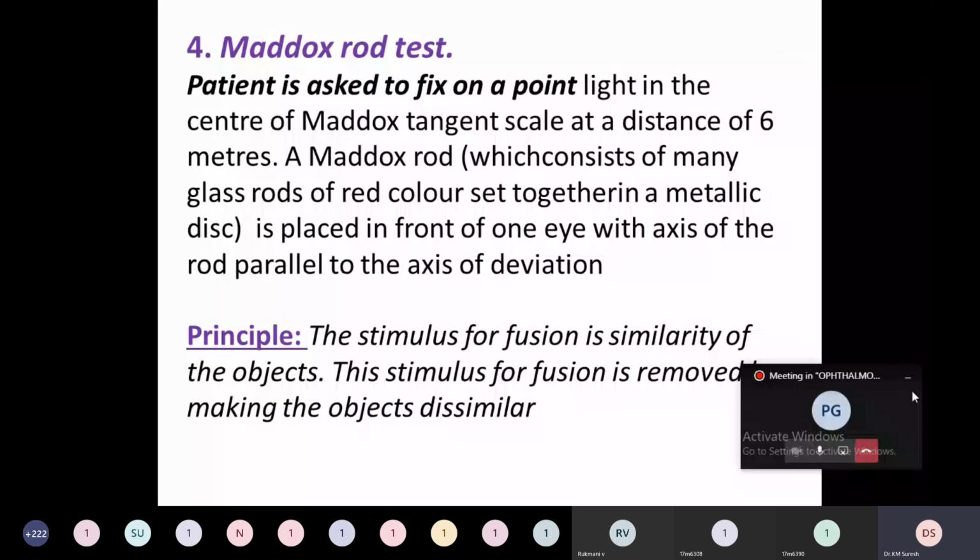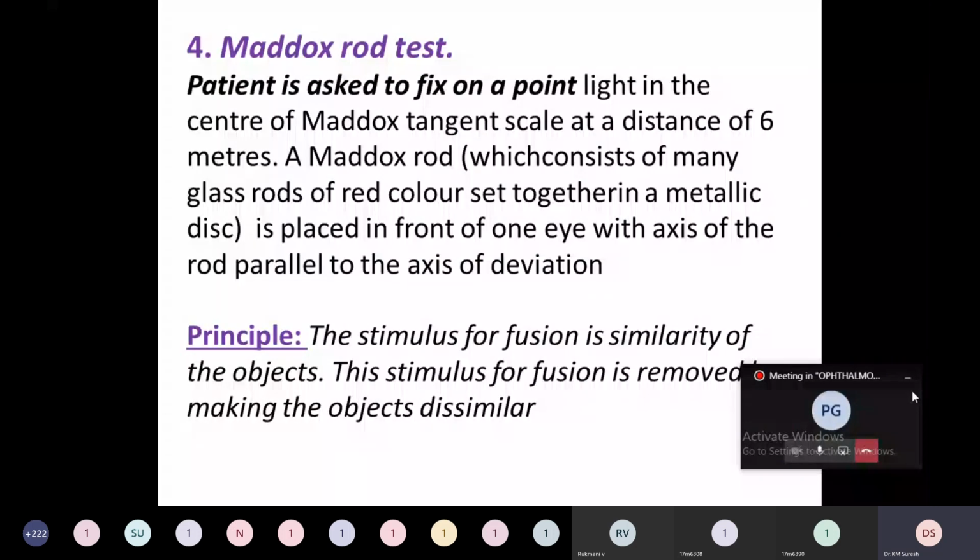But whether you like it or not, you have to know everything about the 4th test, that is Maddox rod test, because it is very frequently asked short note question. And in the Viva Voce, they'll show you the Maddox rod and they'll ask you to identify and tell you the mechanism or the uses of Maddox rod. This comes invariably at one stage or the other in your examination as a question. So whether you like it or not, you have to know the full details of Maddox rod test. So what is Maddox rod test?